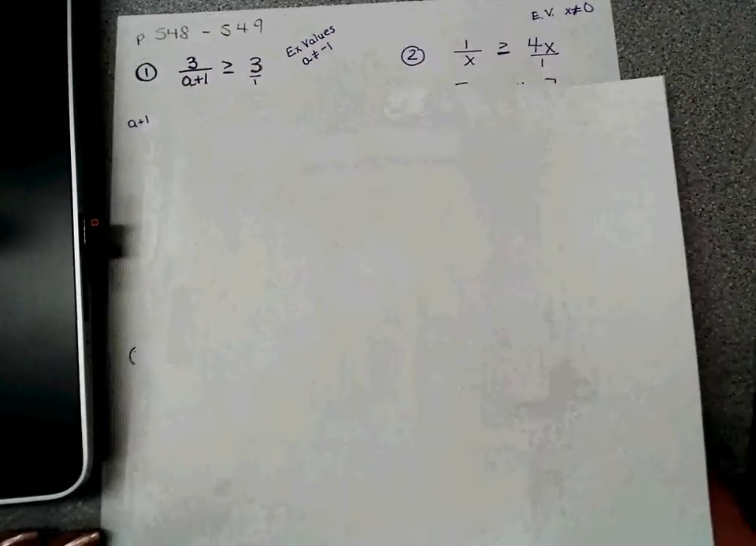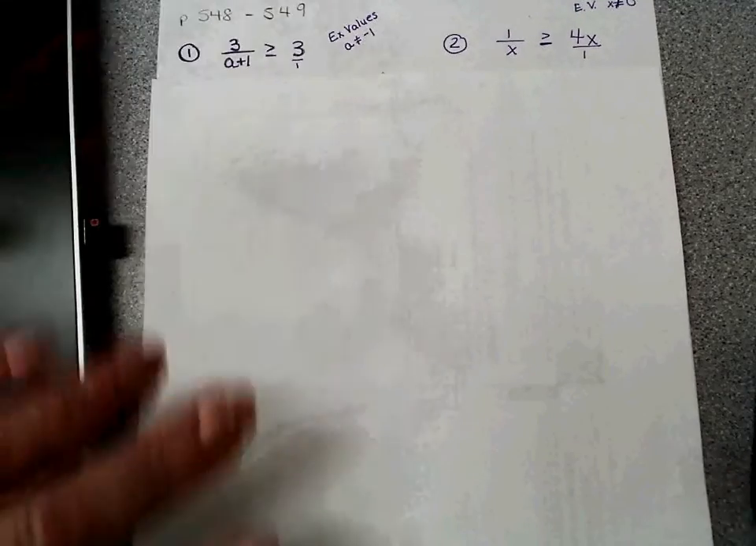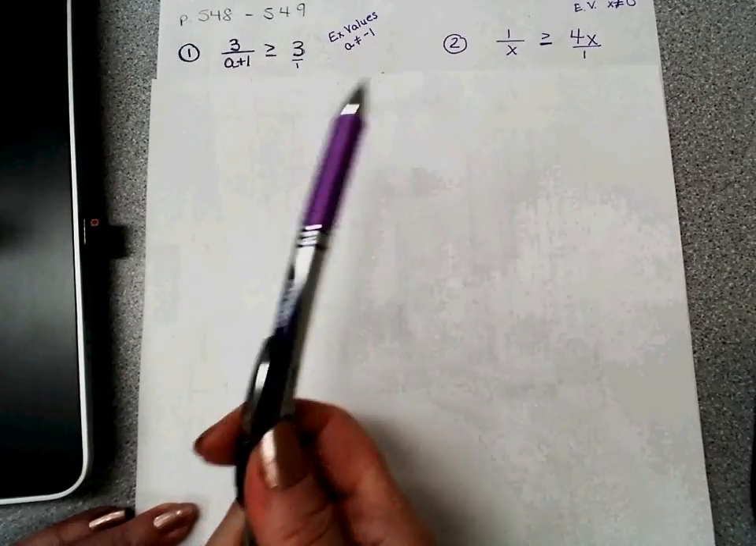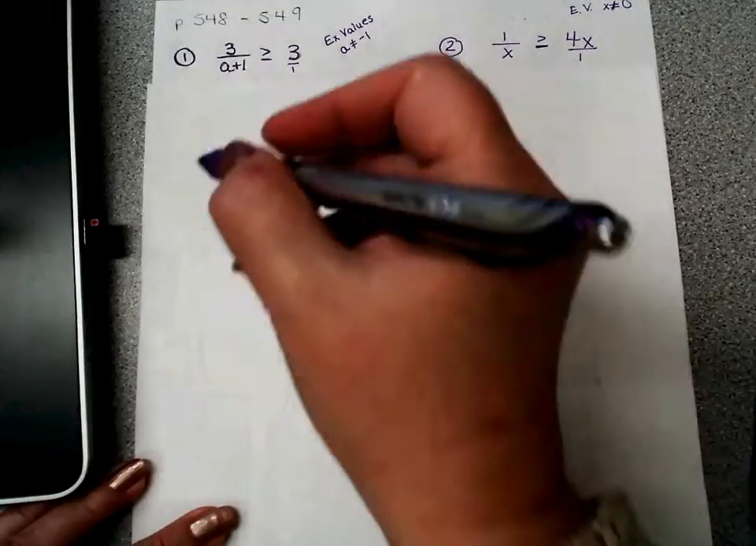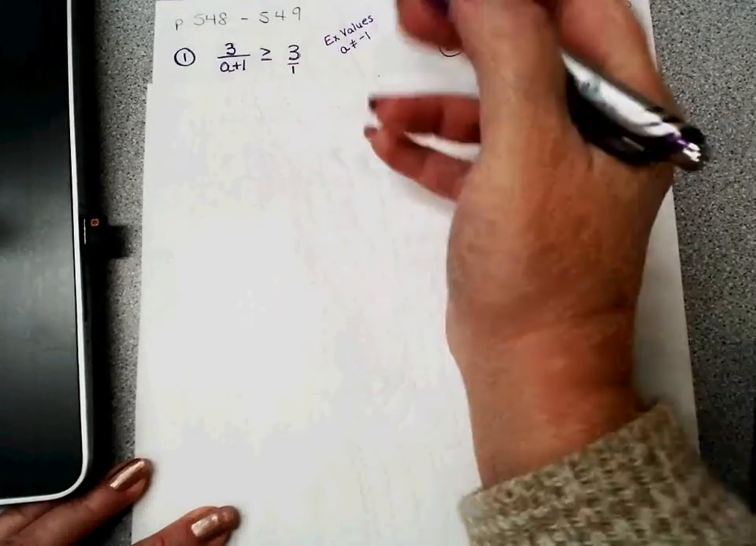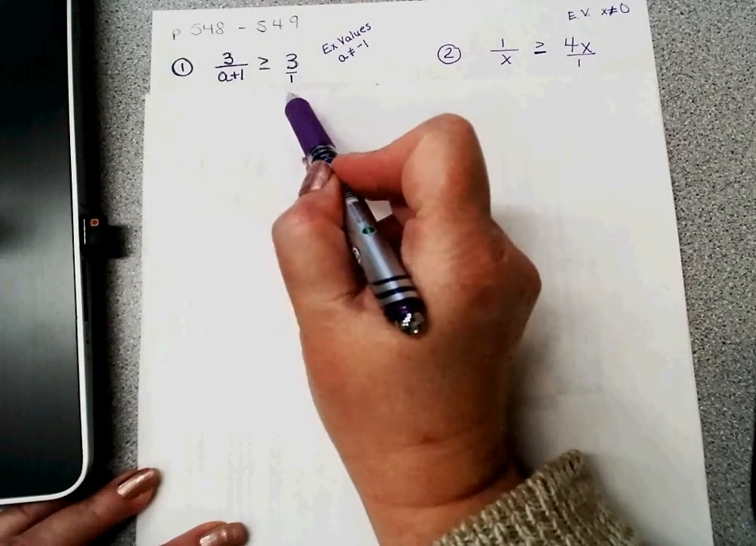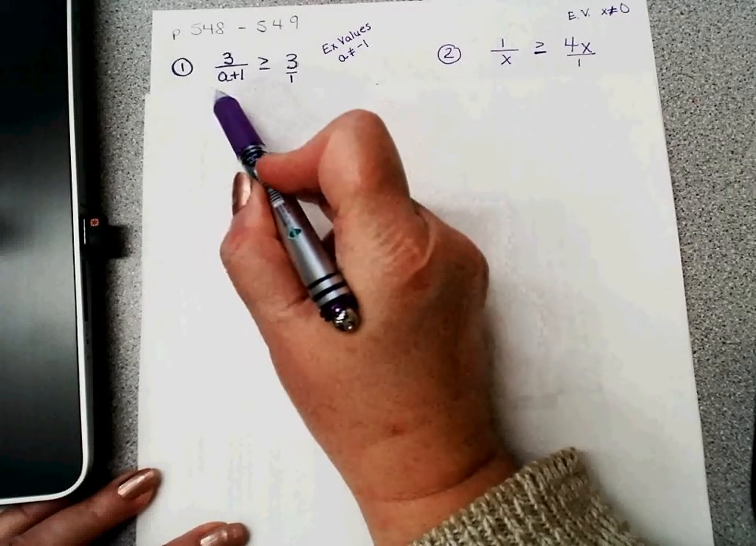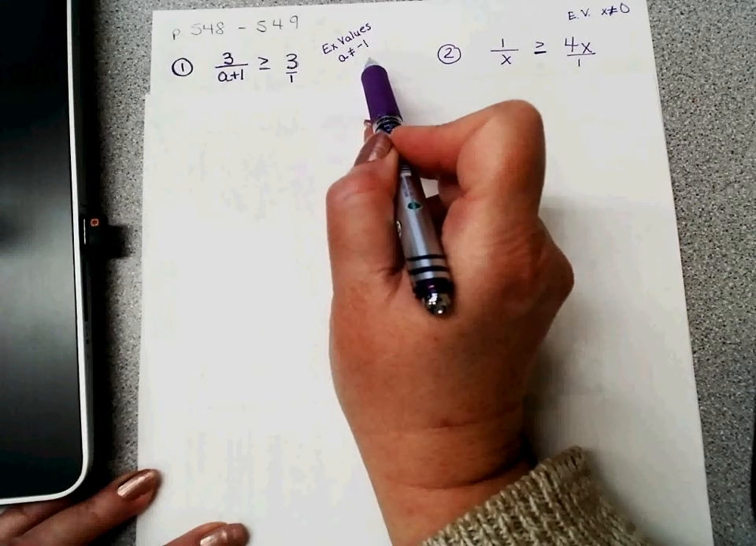Okay, so looking at problem number 1, I'm doing math in pen. You guys don't. I think it shows up better on the screen. Okay, so first thing I had to do was find excluded values. Excluded values are what make the denominator 0. This denominator can never be 0. This denominator, all that will make it 0 is -1. So my excluded values are a equals -1.